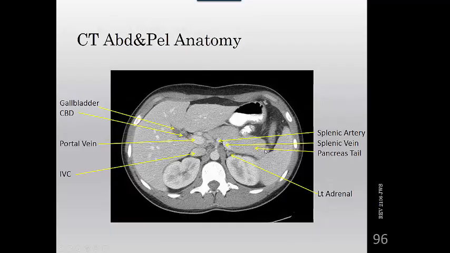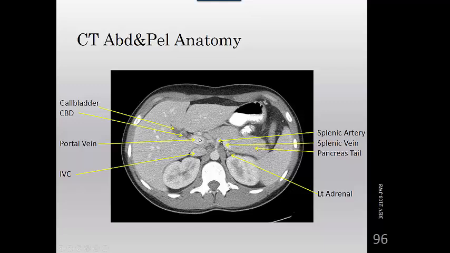And here it comes, pancreatic tail, pancreas coming through this way, splenic vein coming through there, spleen over here. Here's the splenic artery coming off the aorta. IVC, inferior vena cava, the portal vein.